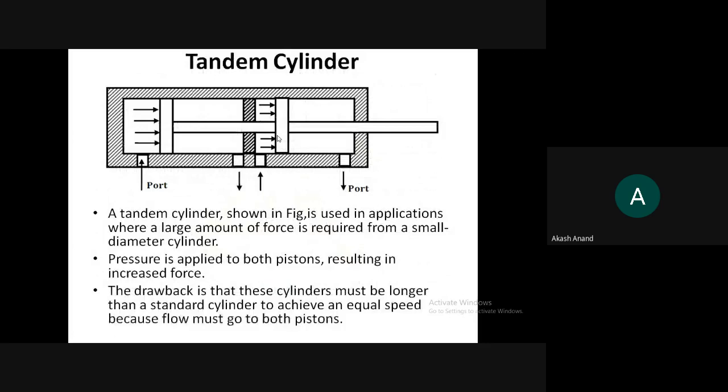So moving on to the next type of cylinder, it is called a tandem cylinder. A tandem cylinder, as shown in the figure, is used in applications where a large amount of force is required from a small diameter cylinder. If we have an application where we have space only for a small cylinder, but we need more force to be given to the piston, then we have to go for this type of cylinder, that is, tandem cylinders. The pressure is applied to both pistons, resulting in increased force.